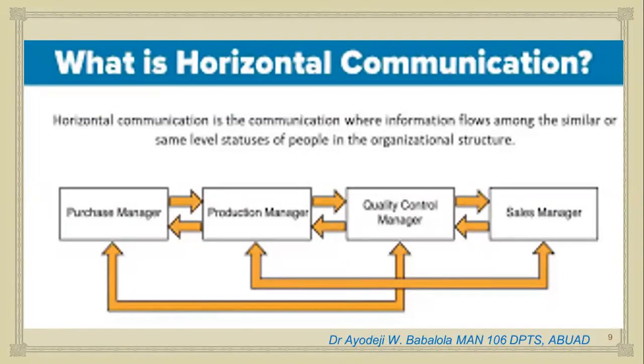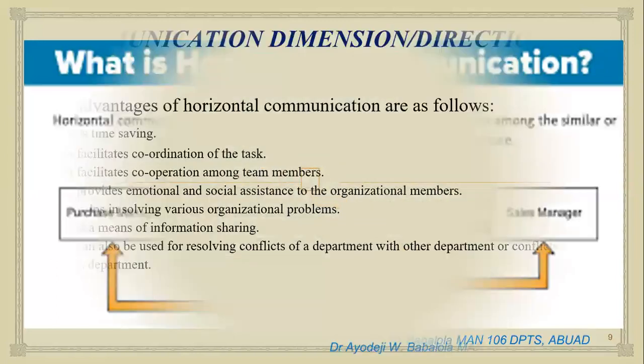You see, we have the purchase manager, production manager, quality control manager, and sales manager. When purchase and production managers communicate, that is horizontal. When production and quality control managers communicate, that is horizontal. When quality control and sales managers communicate, that is horizontal. And when sales and production managers communicate, it's still horizontal. When purchase and quality control managers communicate, it is still horizontal, because all four managers are on the same level of the organization. They have the same authority.